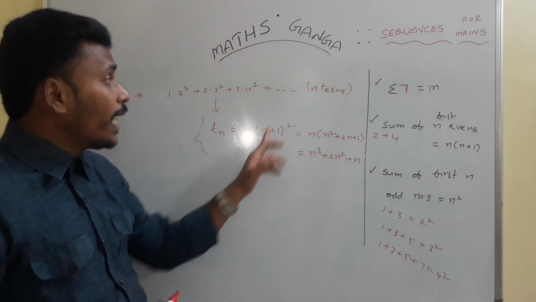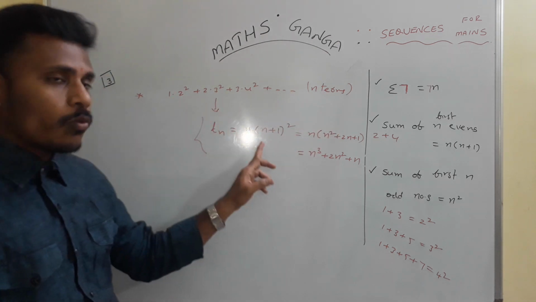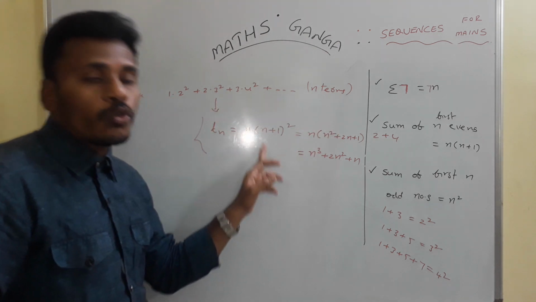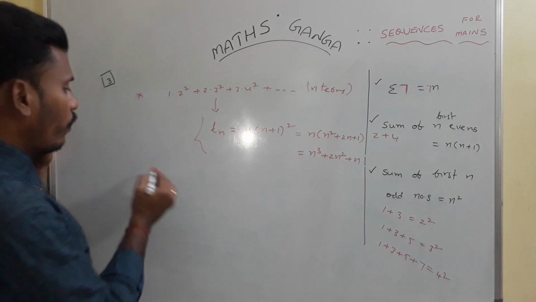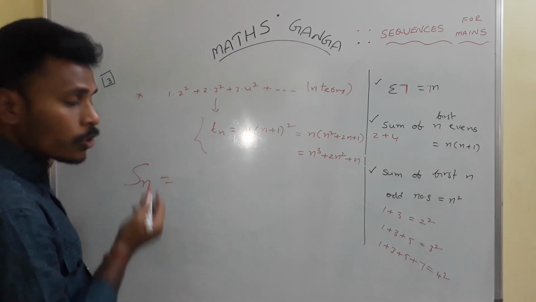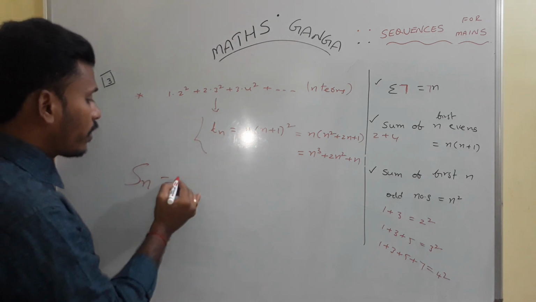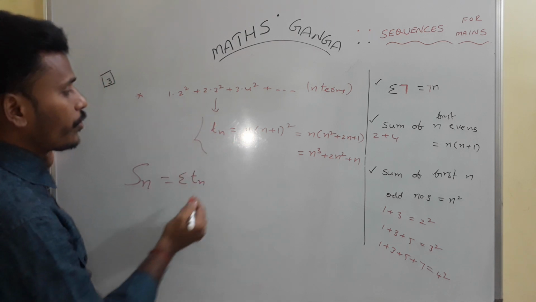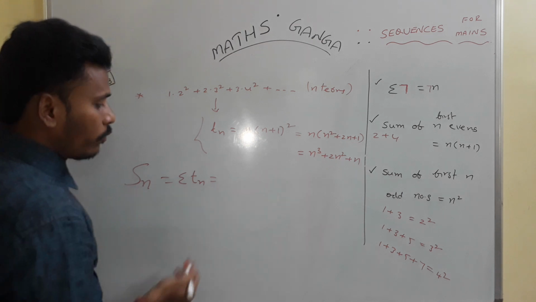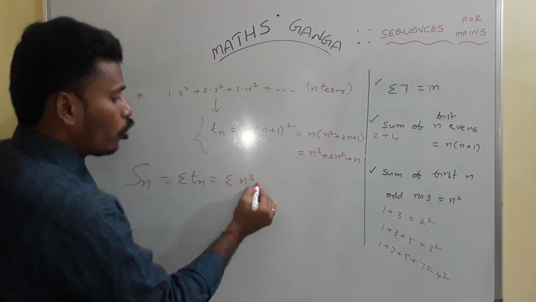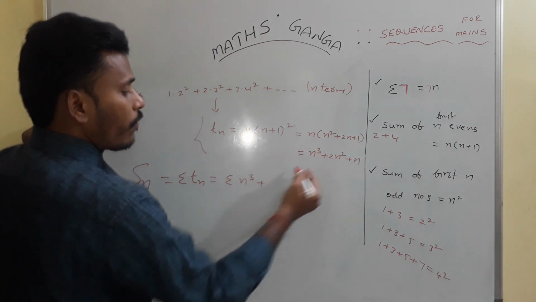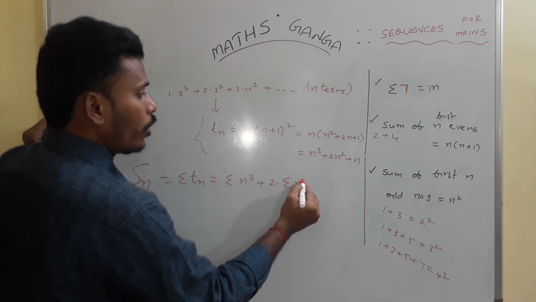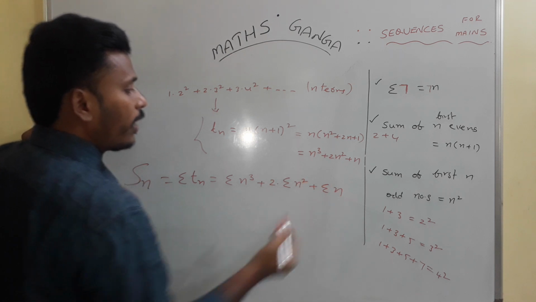Tn represents the nth term. For the first term, replace n with 1. Second term, replace n with 2. Third term, replace n with 3. But what we need is Sn, so you need to apply sigma to this Tn. Sn is nothing but sigma Tn. Applying sigma, we get sigma n cube plus 2 into sigma n square plus sigma n, keeping 2 outside.